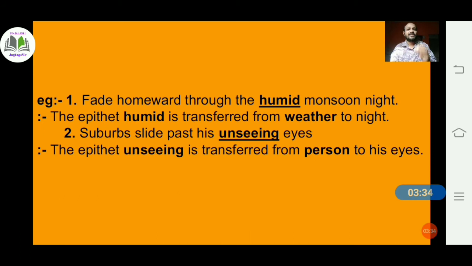Second example, "suburbs slide past his unseeing eyes." Now here, my dear friends, the epithet, meaning adjective, unseeing is transferred from person to his eyes. Actually it should be applied to the person, but here it is applied to eyes. So this is called transferred epithet.